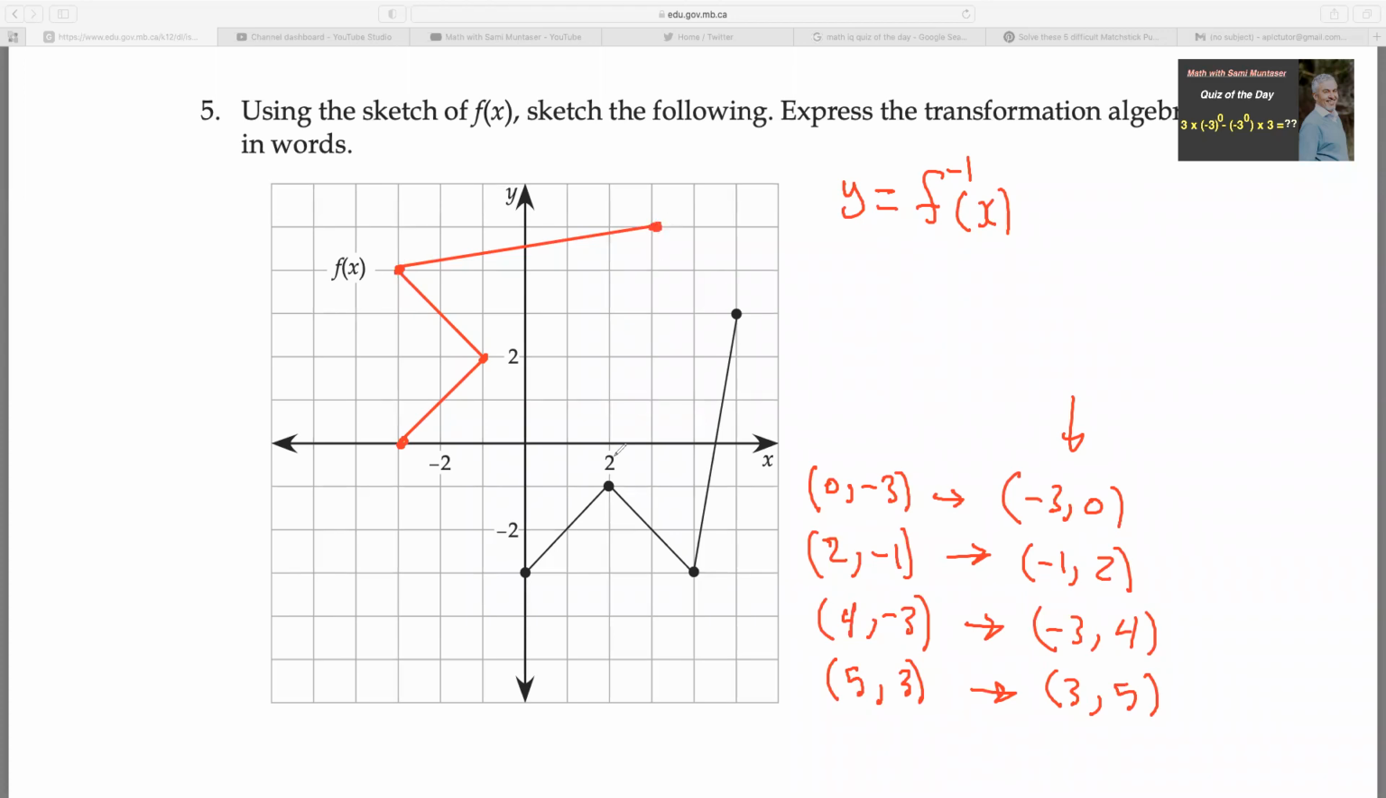This is the inverse. Also remember the inverse is a reflection in the diagonal line y equals x. So the mirror becomes this line instead of the x-axis or the y-axis. That's where this graph is reflected in the y equals x line. That's what the inverse says. Okay, let's move on to the next question.